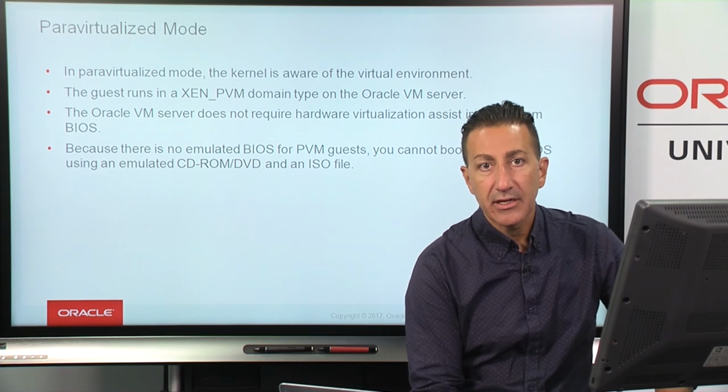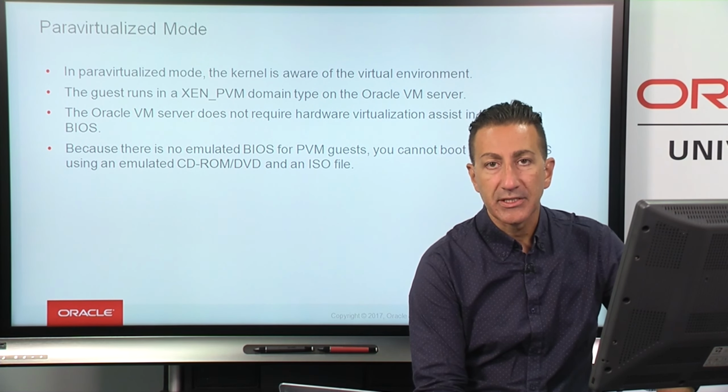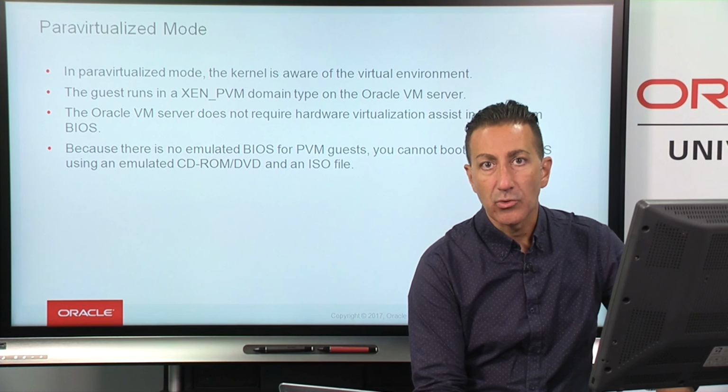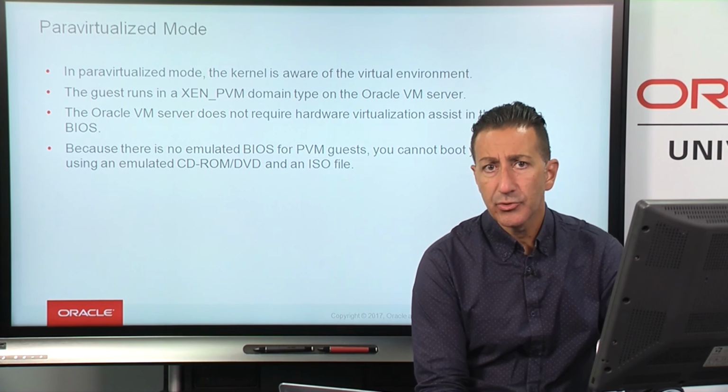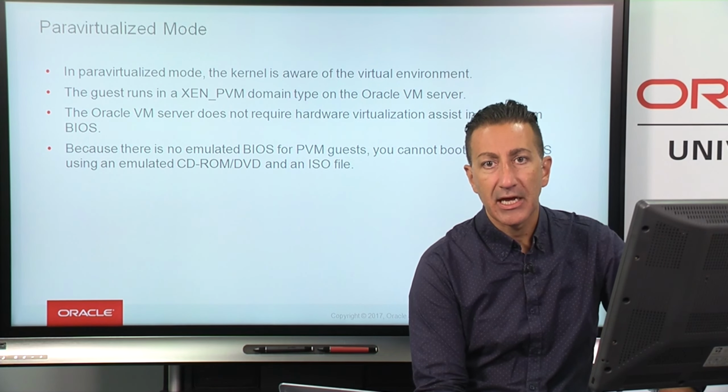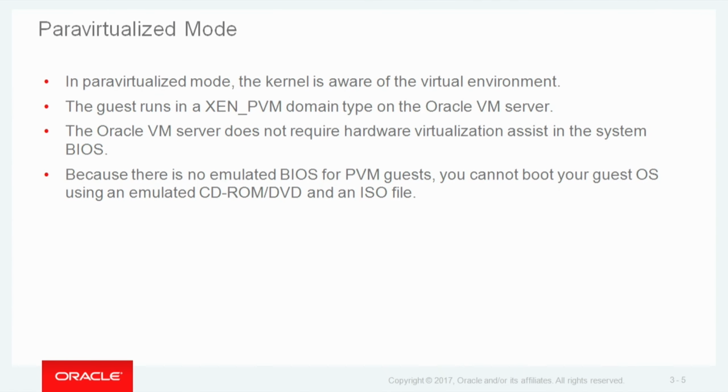Well, about each one in detail, the para-virtualized mode. In the para-virtualized mode, the kernel is aware of the virtual environment in which it's working. Right? So in this case it means that when you install the guest OS, the operating system is running in the virtual machine, and you are using a kernel that is aware of the virtual environment. So it knows about the different virtualized resources that are offered by the Dom0, remember, and the Xen hypervisor, right? Well, the guest runs in the Xen_PVM domain type on the Oracle VM server. So at the time you create the VM, you need to select this domain type.